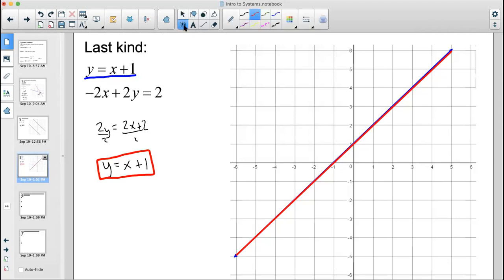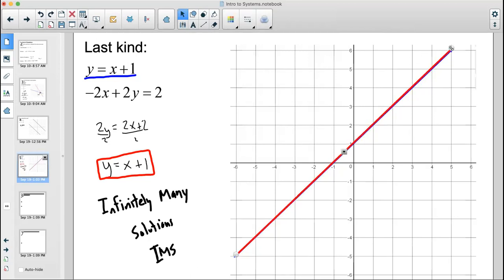So when that happens, it means that every x and y that you can plug into this one that works is also going to work here. They're the same line. So when that happens, we say infinitely many solutions. I often abbreviate this as IMS in this unit because it's a lot of words to write. So whenever you have these two equations and they're essentially the same equation, you get just a line right on top of itself. And that is the infinitely many solutions situation.